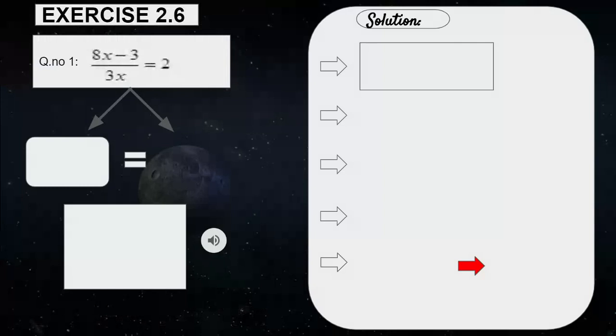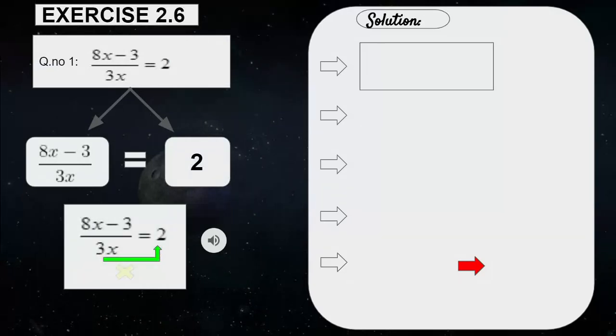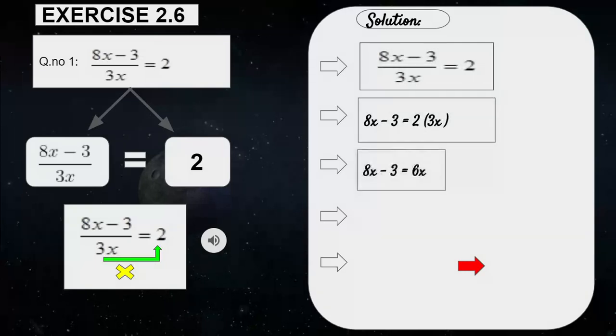Let's see. Here also LHS it is given 8x minus 3 upon 3x and RHS it is given 2. So we have to cross multiply 3x into 2. That means 3 twos are 6, 6x. So then left side we will get 8x minus 3 and right side 6x. You see the solution, that is our third step.